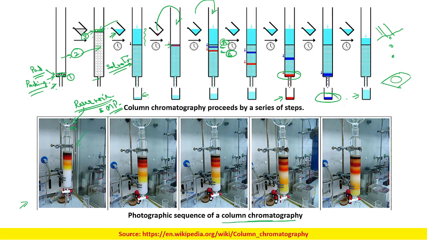Now if you see, initially all the things are quite packed. As time progresses, you can see the yellow band moving further and further, and there is a separation of these bands over here. These bands are being collected during the elution process, and in this way the different chromophores can be collected. Okay.